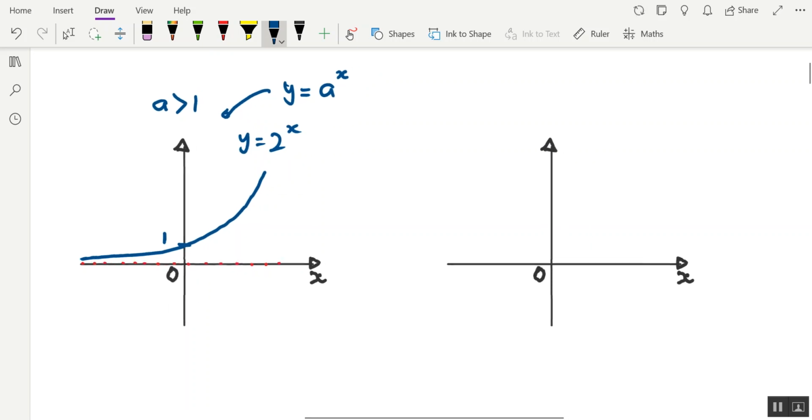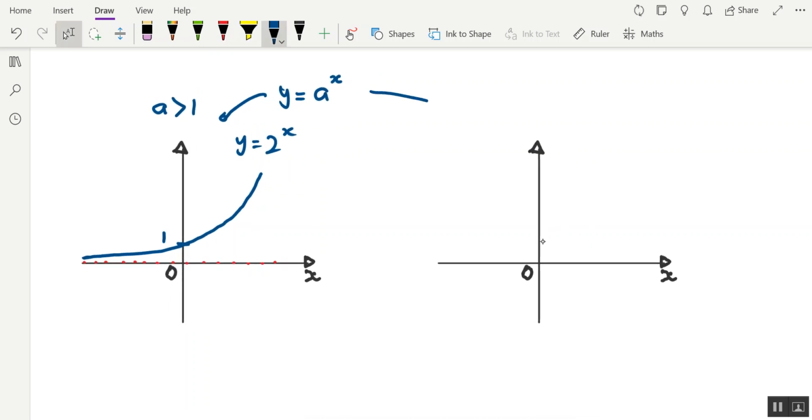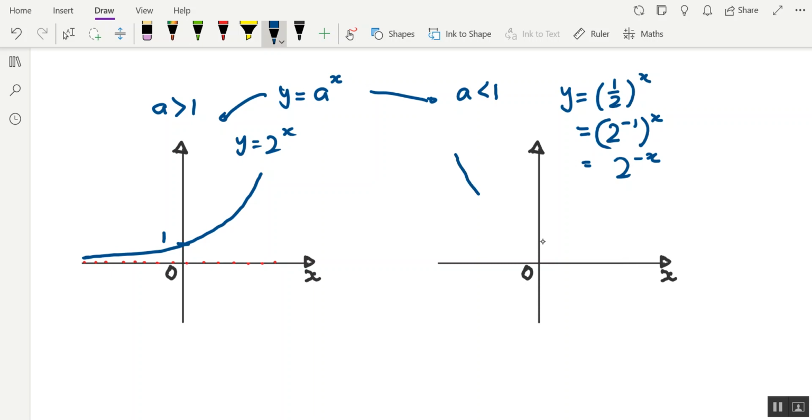So what happens if the a is less than 1? If a is less than 1, one example will be y equals half to the power of x. You must be good in your indices. Half is 2 to the power of negative 1 with a power x here, and that will give you 2 to the power of negative x. So for 2 to the power of negative x, how does it look like? It is actually an aeroplane that is landing.